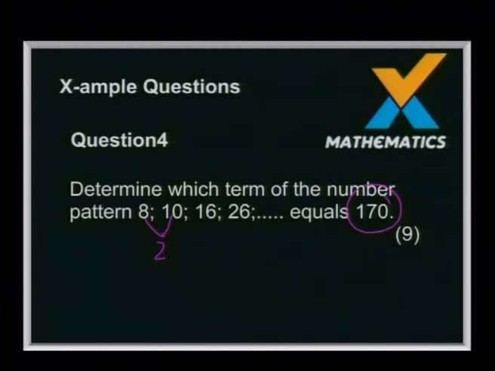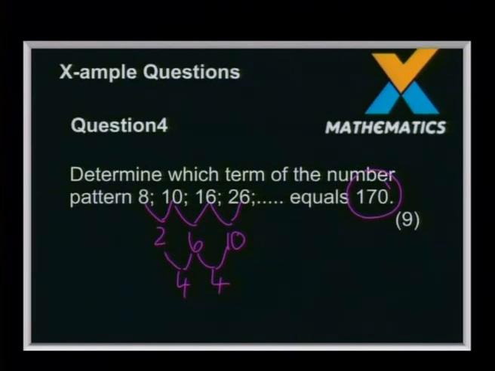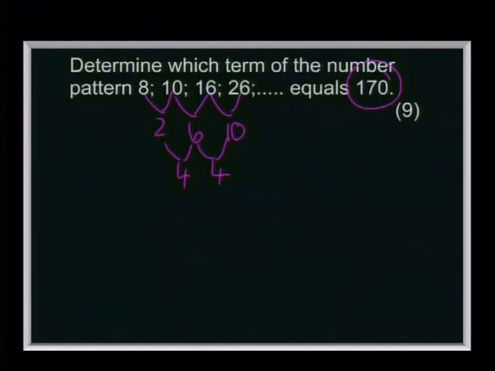From 8 to 10, I add 2. From 10 to 16, I add 6. From 16 to 26, I add 10. This is forming an arithmetic pattern, so that's encouraging. From 2 to 6, I add 4. From 6 to 10, I add 4 as well. So our second difference is constant, which means that it is, in fact, quadratic, just like we expected. So we're going to say, right, 2a is equal to the second difference, which is 4.